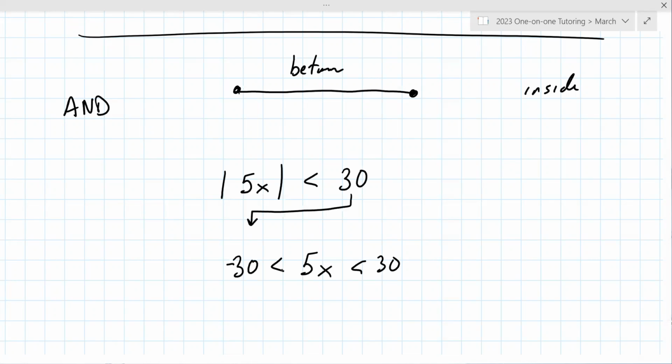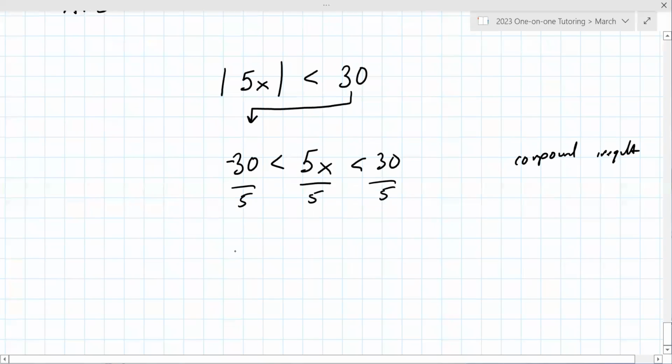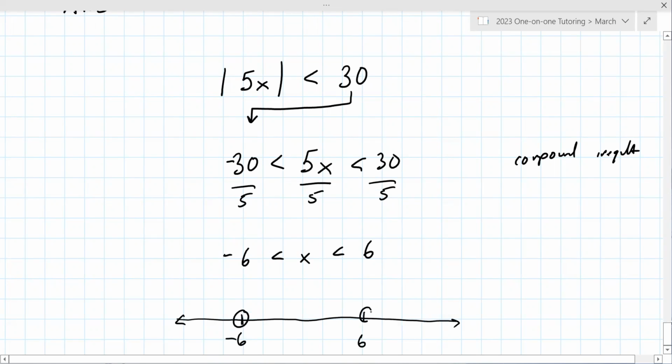To solve this inequality, and this is considered what's called a compound inequality because there's more than one inequality symbol, you divide by 5 in all 3 places. So this is saying -6 less than x less than 6. All right, so on a number line, the big reveal here is that it is between these two numbers.